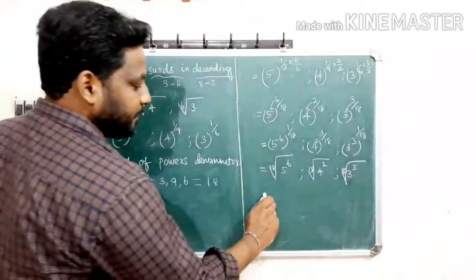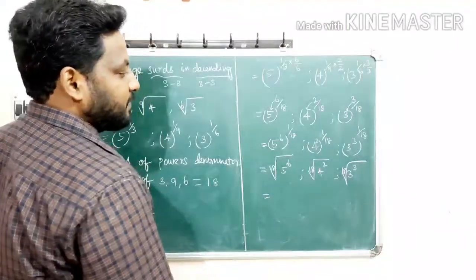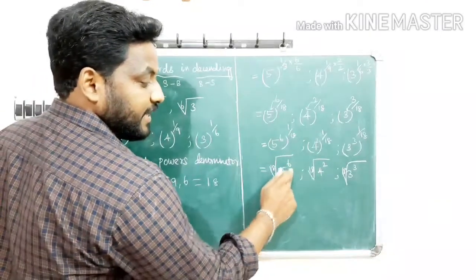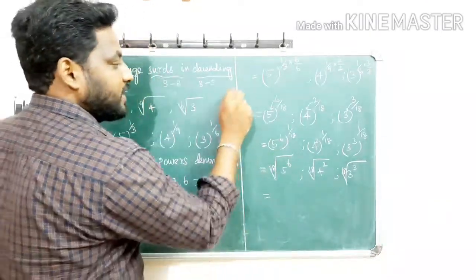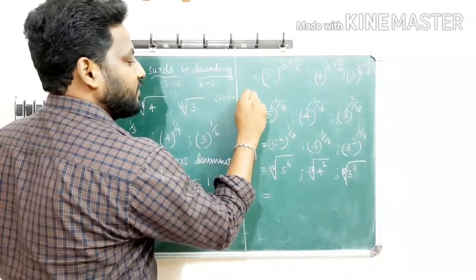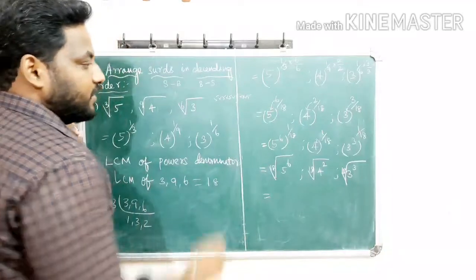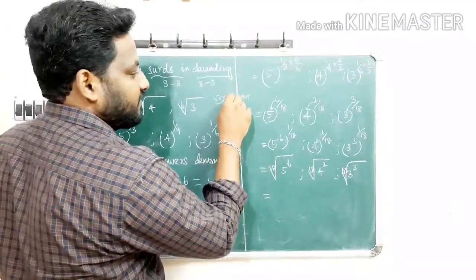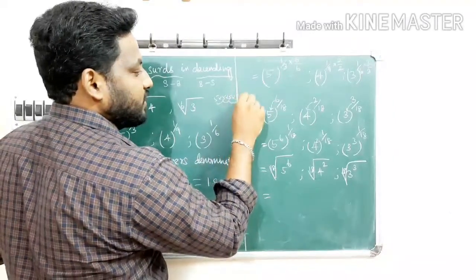Clear? Now what is the value of 5 power 6? 5 power 6 does not mean you directly multiply 5 into 6, which is 30. You have to multiply 5 into 5 into 5 into 5 into 5 into 5, 6 times. So 5 times 5 is 25, 25 times 5 is 125, 125 times 5 is 625, 625 times 5.